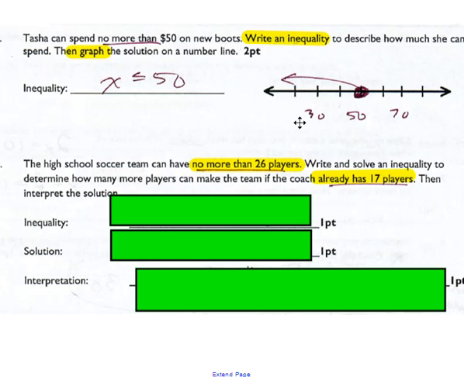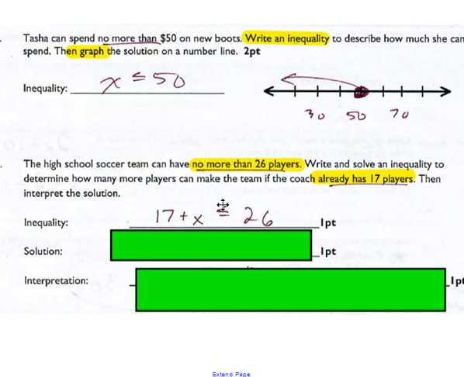Write and solve an inequality to determine how many players can make the team if the coach already has 17 players. Then interpret the solution. So what's going on here is that they can have no more than 26 players, but they've already got a few spots filled. So we want to show this. They already have 17 players.